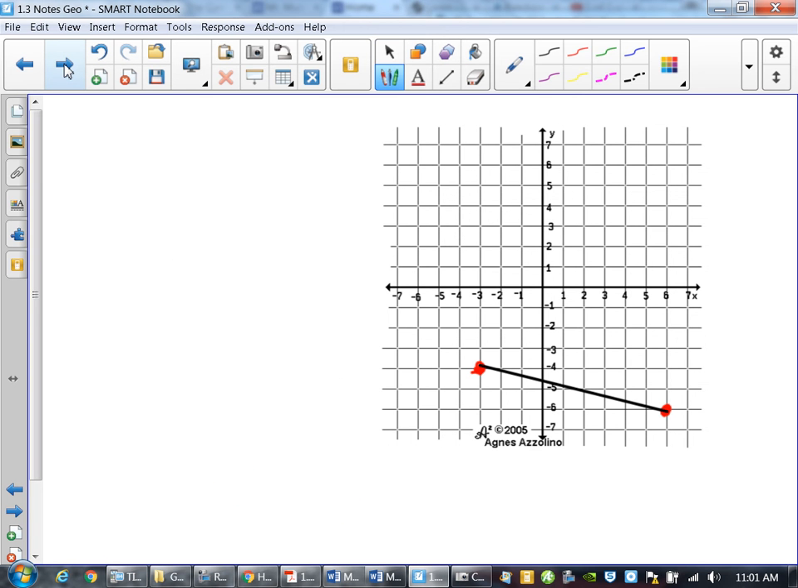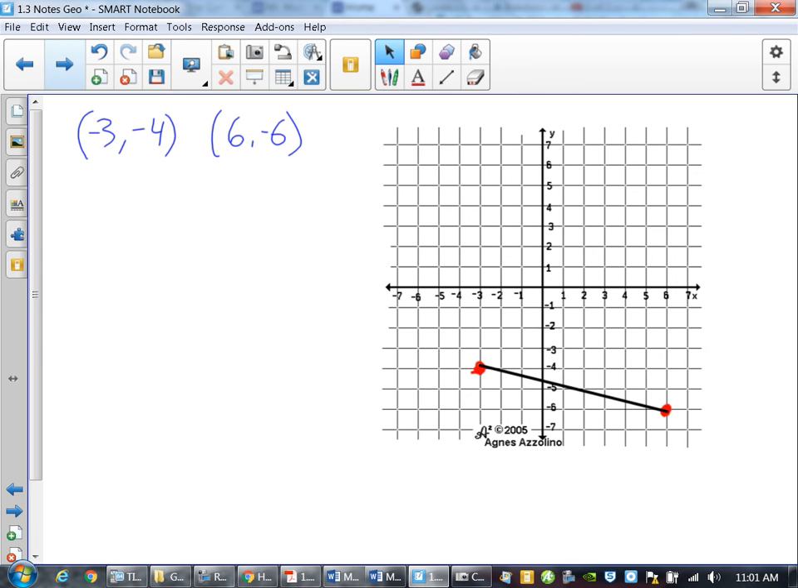Let's see, this one is, take a second and do this one. I'll just write the ordered pairs for you. -3, -4, and 6, -6. Get me the midpoint of that rather quickly, please.